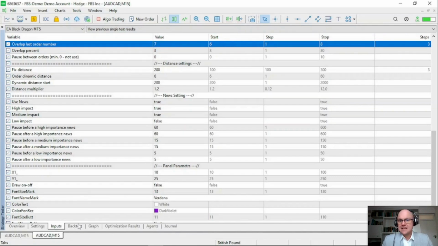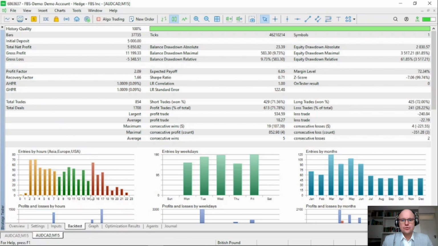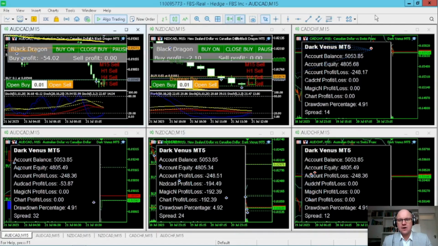So the distance settings I have left at default, which is 200 points, and after 200 points, it will wait 6 orders before starting to increase the size of the grid. Now, moving forward, we can test this exact set file live, and we can then compare the results of trading it live with our forward testing results to see how the bot actually does in the live market.